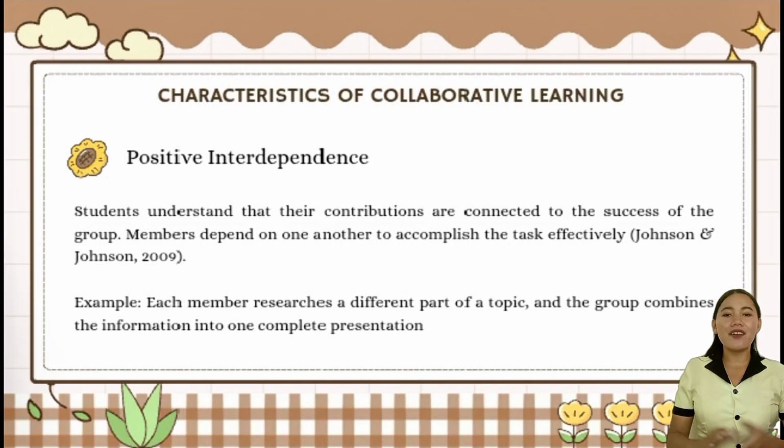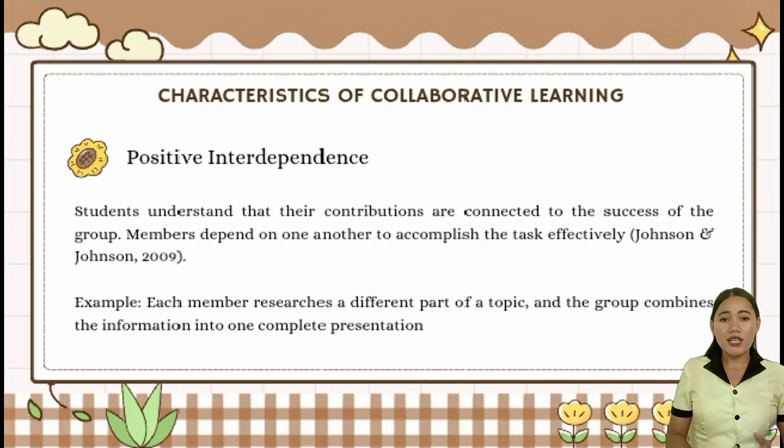The fourth characteristic is positive interdependence. This means that students understand that their individual contributions are connected to the success of the group. For example, imagine that each member of a group researches a different part of a topic. The group then combines all of the information into one complete presentation. So this demonstrates positive interdependence.